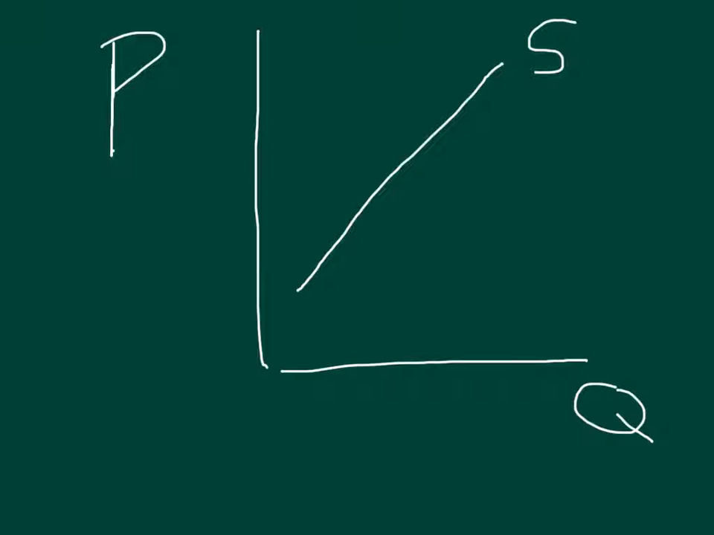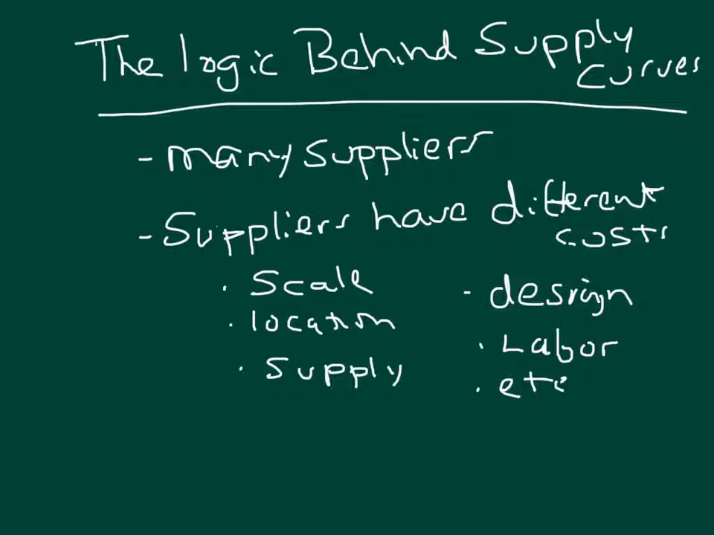But intuitively, it makes sense because you have, at low prices, very few suppliers can produce products. They're not going to make money. At higher prices, more and more people come into the market to sell, and therefore quantity supplied goes up. The logic behind supply curves is relatively straightforward.